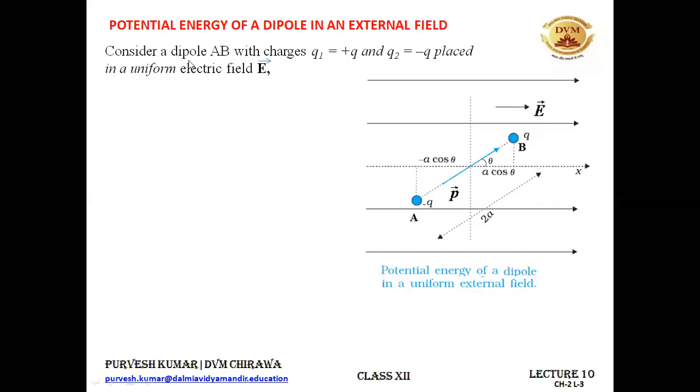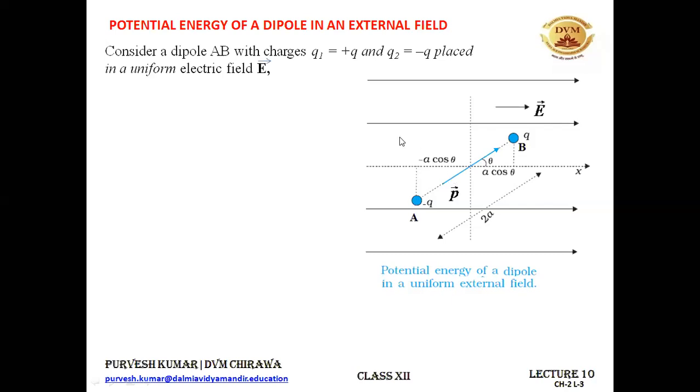Consider that we have an electric dipole AB with the charges Q1 as plus Q and Q2 as minus Q. So Q2, the minus charge, is placed at A, and the plus charge is placed at B. So this is our dipole, and the length of this dipole is 2A. So this complete length is 2A. And it is placed in a uniform electric field having electric field strength capital E.